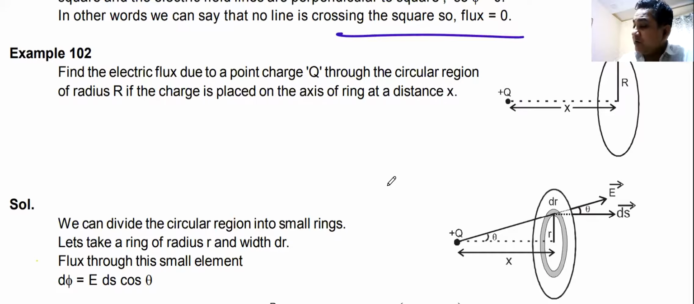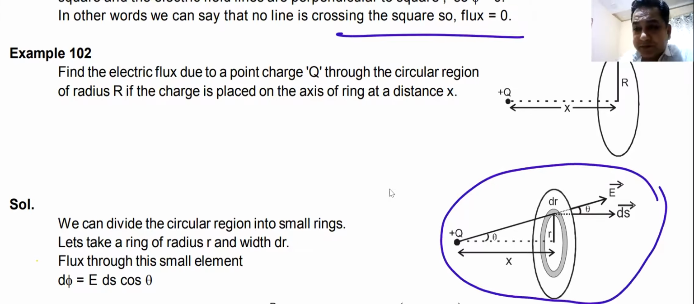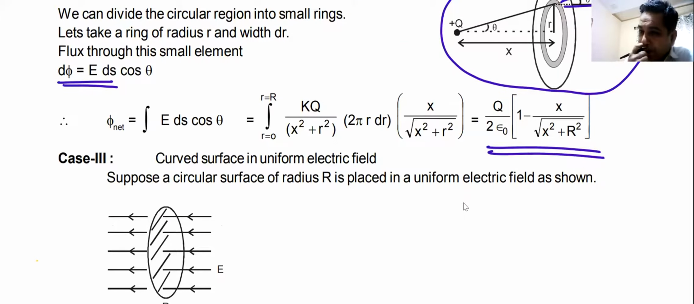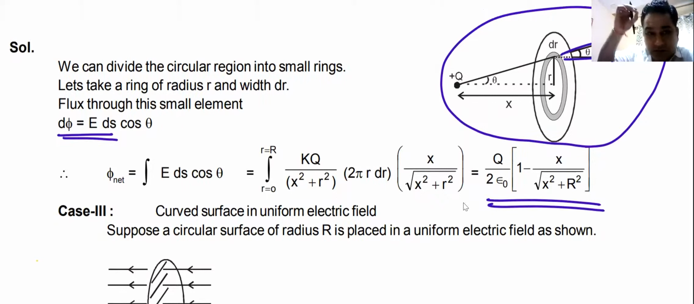What is the electric flux through this? So you have to integrate it like this. Electric field lines are going like this. Area vector is going like this. So you have to find this angle, find the small flux, and integrate it for the entire ring or disk. You will be able to find out the flux passing through this ring because of this charge.